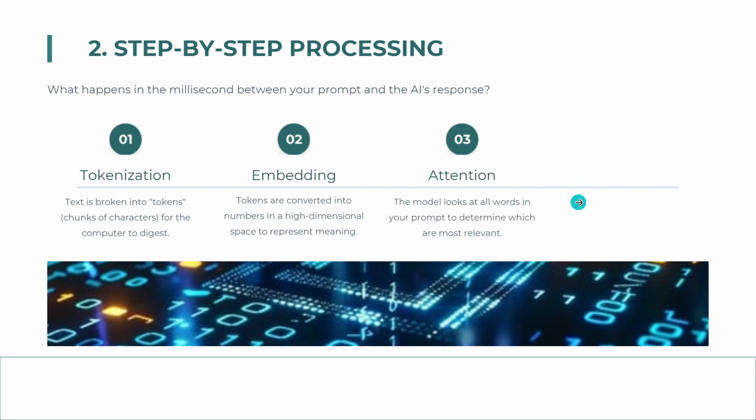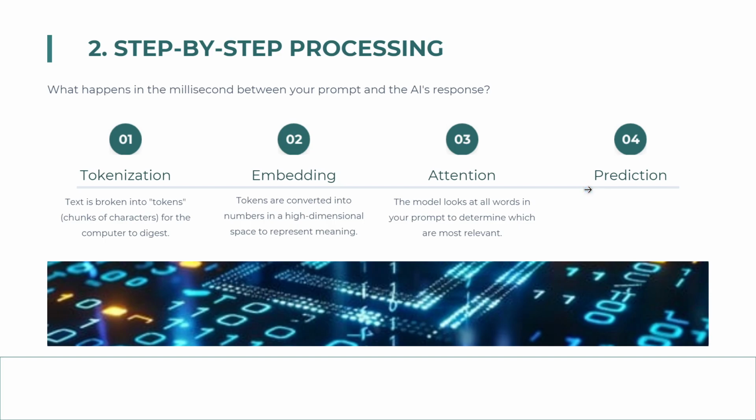Then we have the next, which is what? Attention. This is the secret sauce. The model looks at your entire prompt to decide which words are the most important. If you ask for a bank report, the attention mechanism knows you mean a financial institution, not the side of a river.